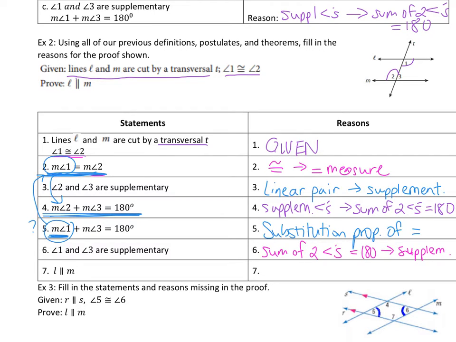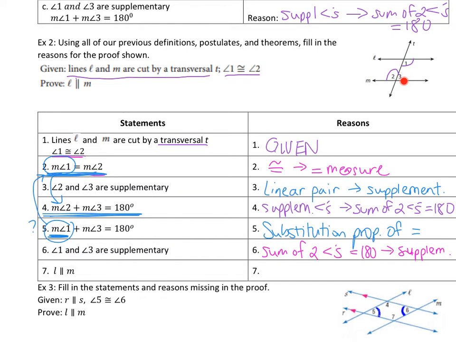For the very last statement, we have that line L is parallel to line M. The only reason we can say this is if we look up at our picture. We last left off with angle 1 and 3 are supplementary. So look up here, angle 1 and 3 are supplementary, and we want to know what the names of those types of angles are.